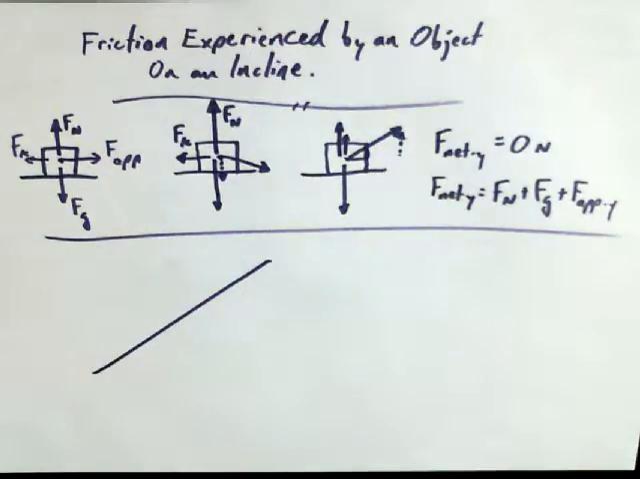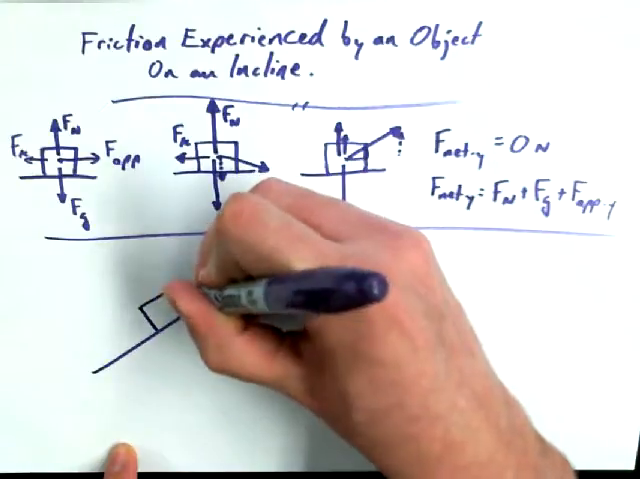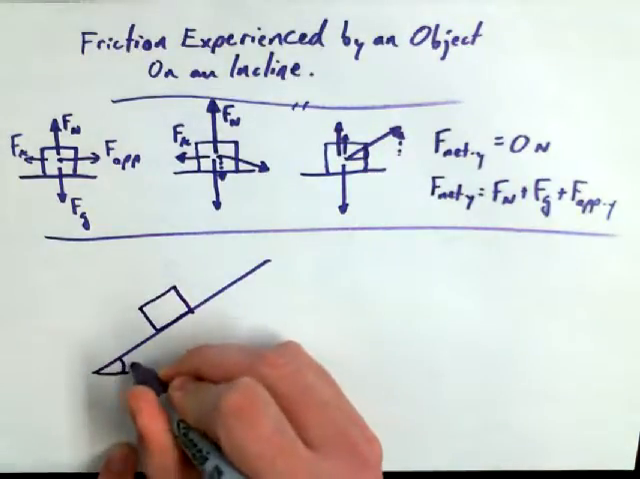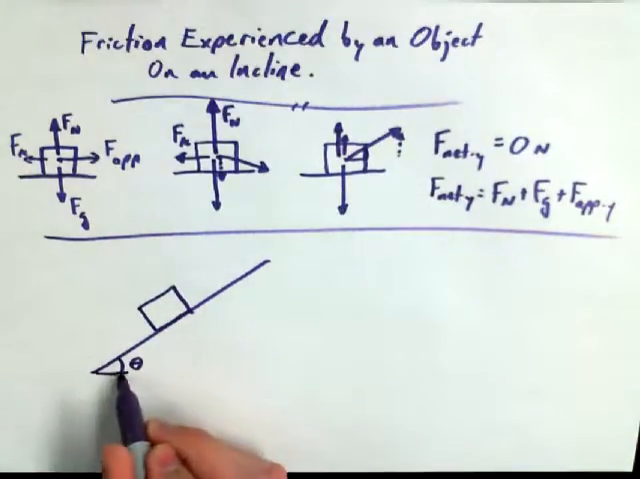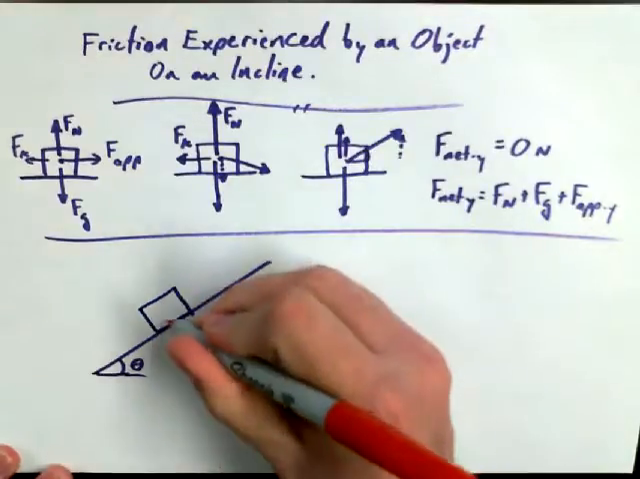This is an angled surface. Okay? And I want to put something on this angled surface. We'll just use the same old box that we had before. And I want to make the angled surface be at some angle theta relative to the horizontal. I'm going to have to start adding in a bunch of forces here. The first force I think would be reasonable to add would be the force due to gravity.